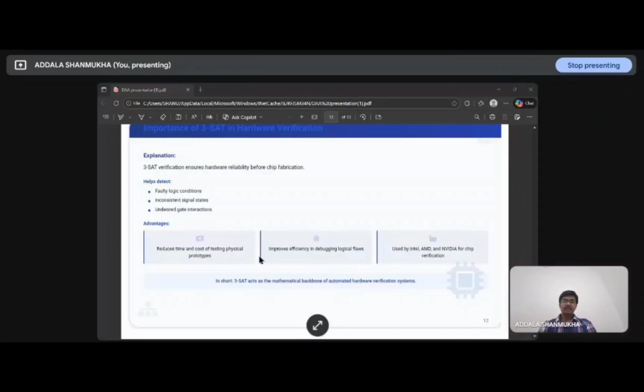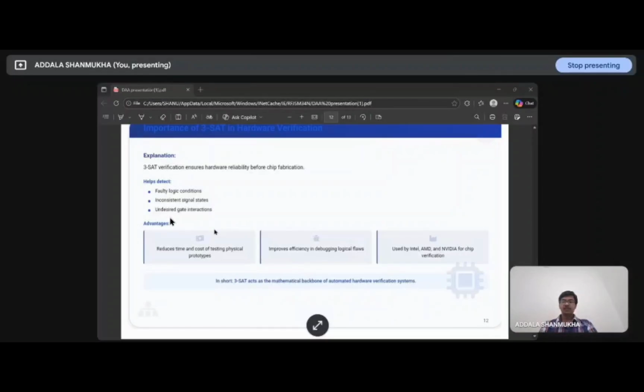It finds invalid signal states. Even if two signals behave correctly individually, they may fail together. SAT catches these rare situations. It identifies bad gate interactions. Complex circuits have thousands of gate connections, and 3-SAT verifies all of them mathematically.